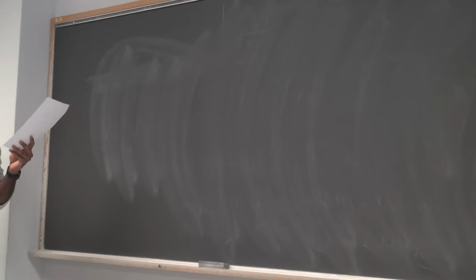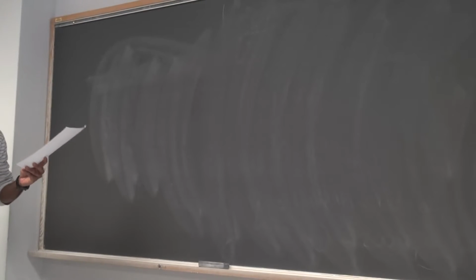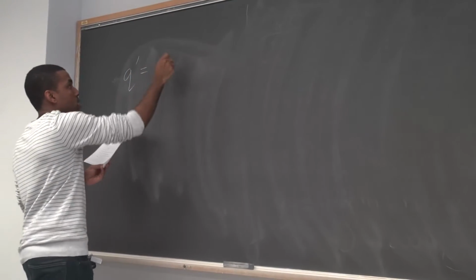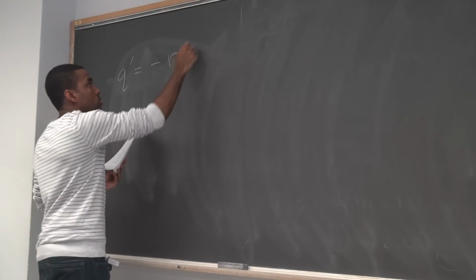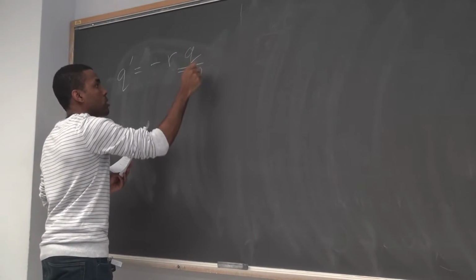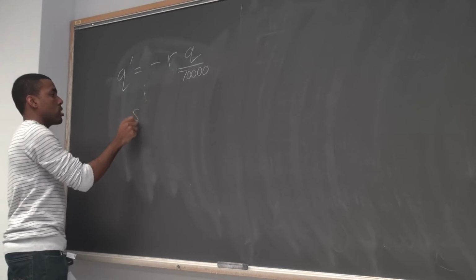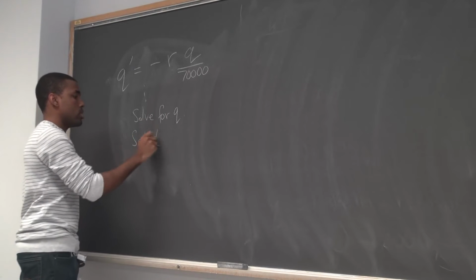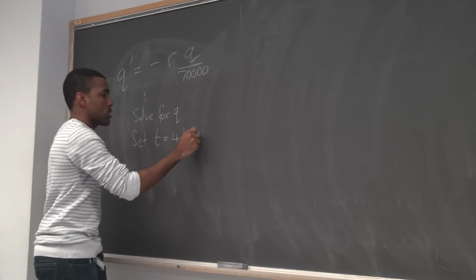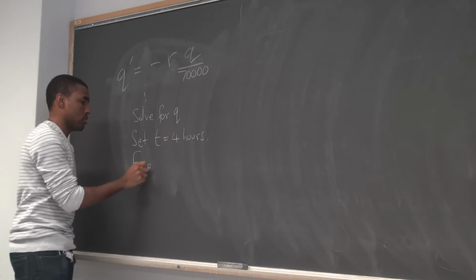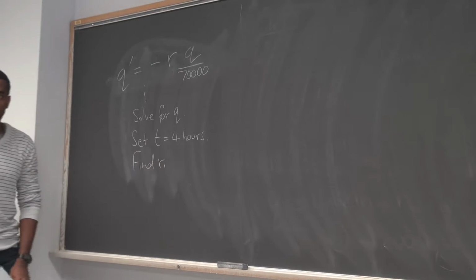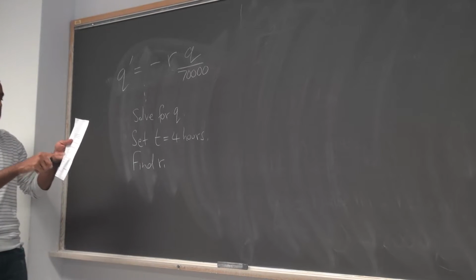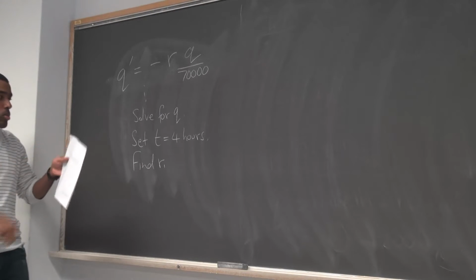Which is why your calc 2 and your algebra have to be on point, because you can't waste time on things like that. So the idea is we had Q prime is equal to minus, there's some R that we don't know. And basically solve for Q. Set t equals 4 hours. Find R. Why 4 hours? They ask you what the flow rate has to be to get to that concentration in 4 hours.